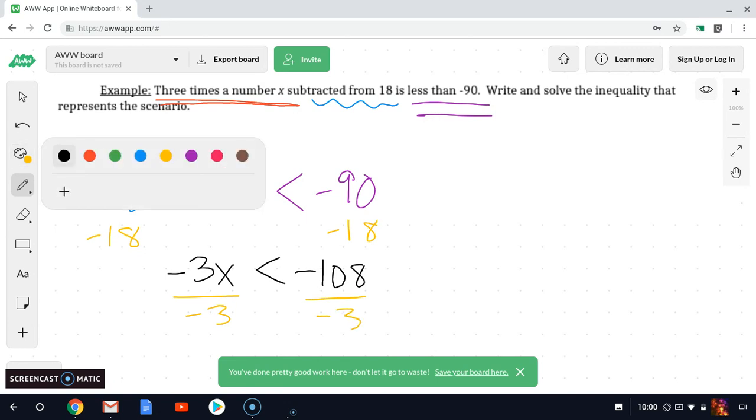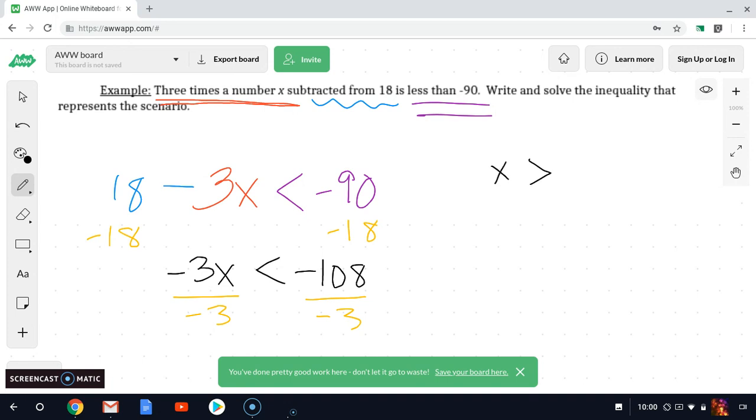When we divide by a negative for an inequality, we have to flip our sign. So I'm going to do that right now. Instead of less than, it's going to be greater than. And then we have x by itself. And then on the right side, we have a positive 36.